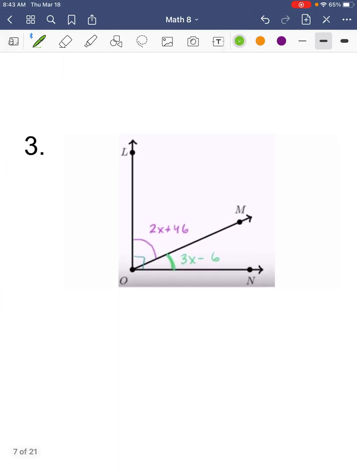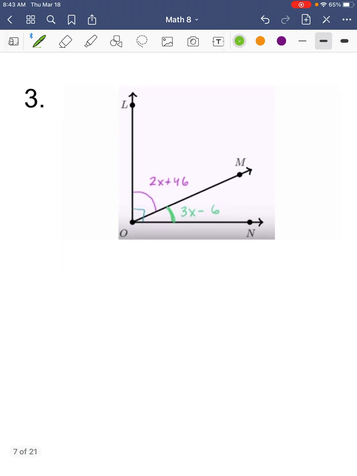So we're going to do one last example where we have a complementary relationship. As you can see, that right angle is already labeled in blue, and then we have 2 missing angles this time. So we're still going to do the same thing we did last time, which is add those 2 angles together. So 2x plus 46 plus 3x minus 6, and set them equal to 90, since this angle is a right angle.